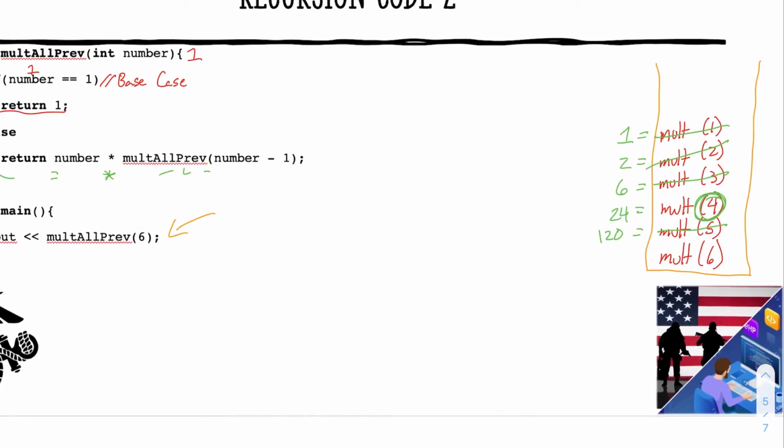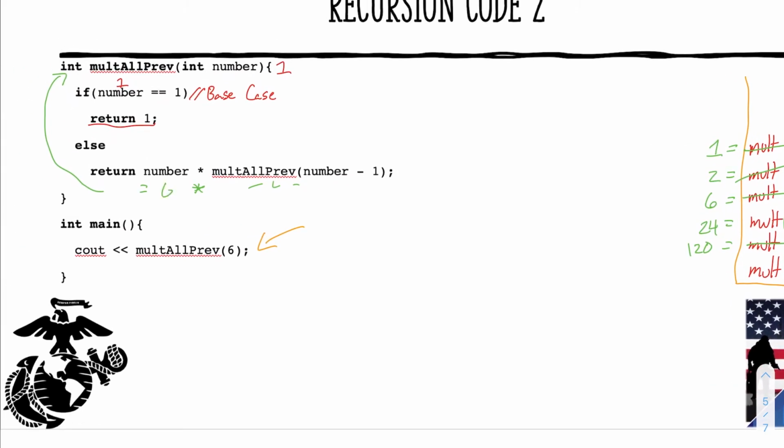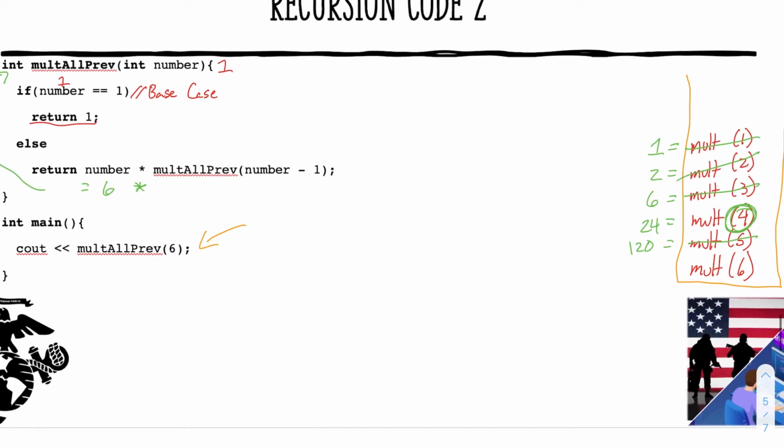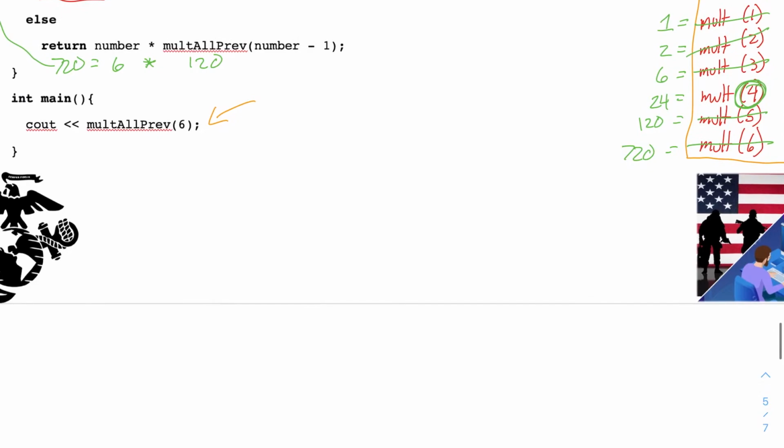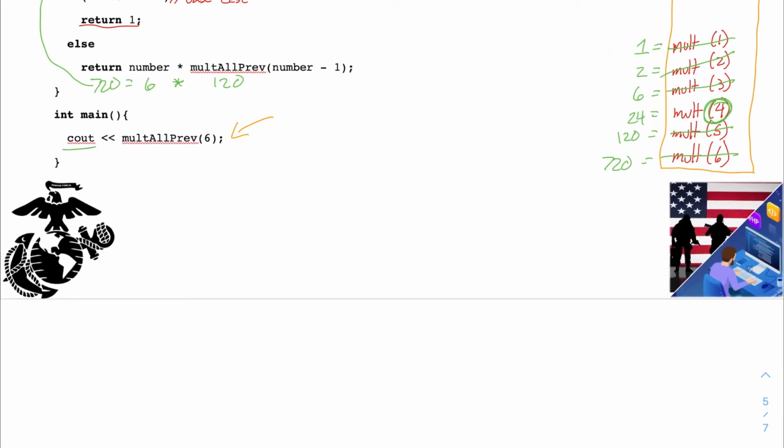Lastly, we are on 6. 6 times mult of 5. Mult of 5 equals 120. Let's see what the calculator has to say. I'm not going to do that math in my head. 6 times 120, 720. Probably should have been able to do that. So we pop that off, equals 720. Sweet. So we refer back, and this equals 720. Awesome.